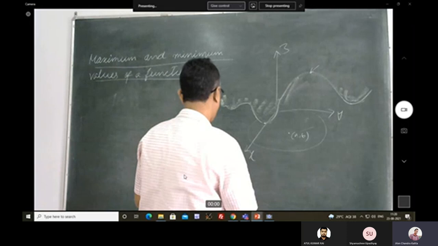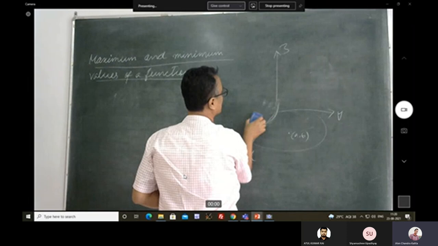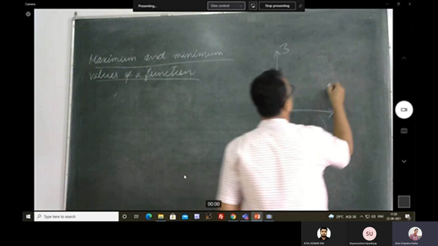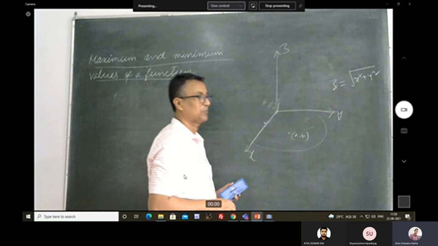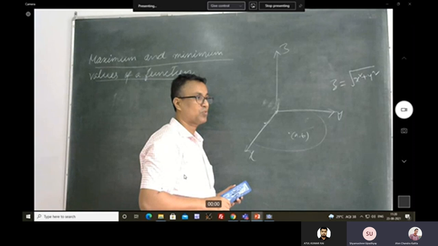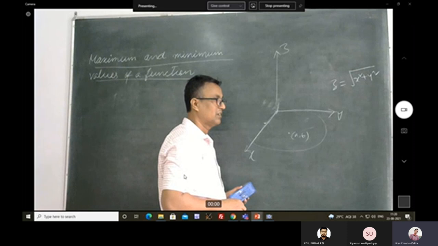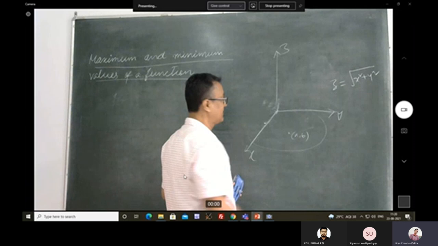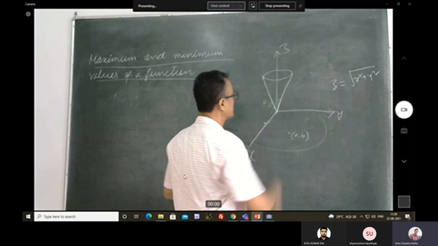Because, for example, you simply consider z equal to square root of x square plus y square. What is that going to represent? Some sphere? No. This is going to be a cone, like this. Now, if you look at this point, this is (0, 0, 0) here.